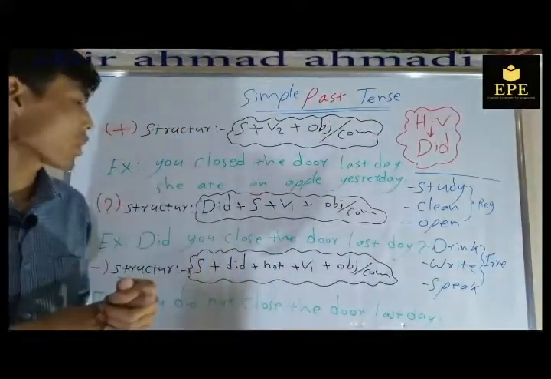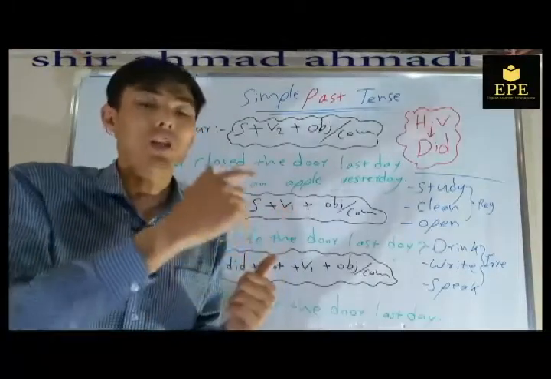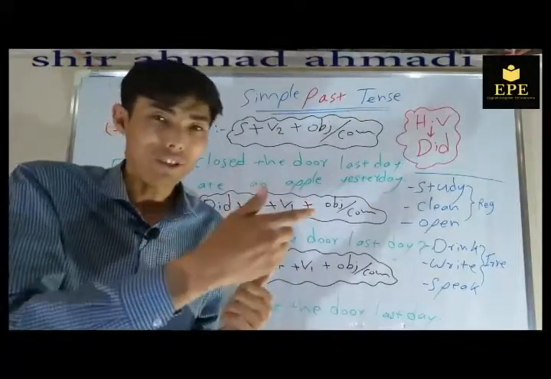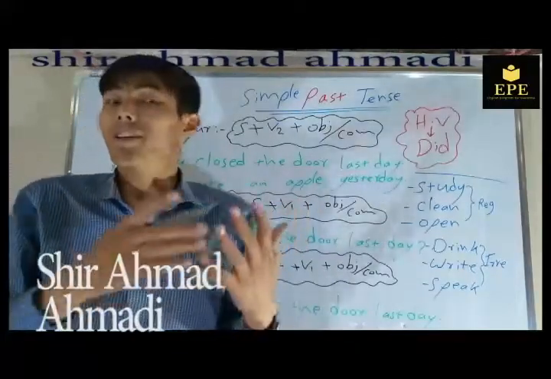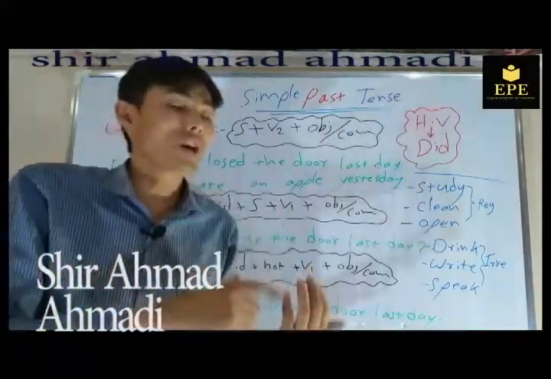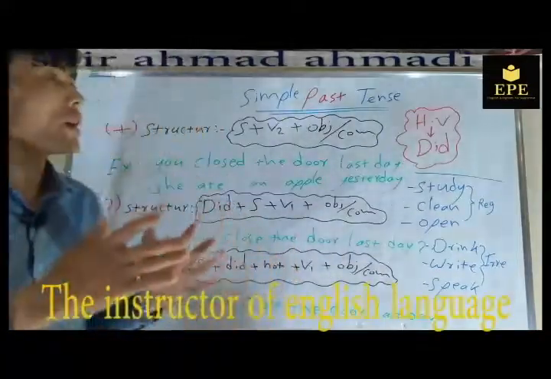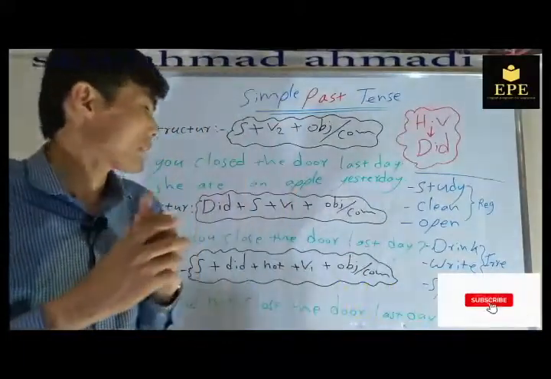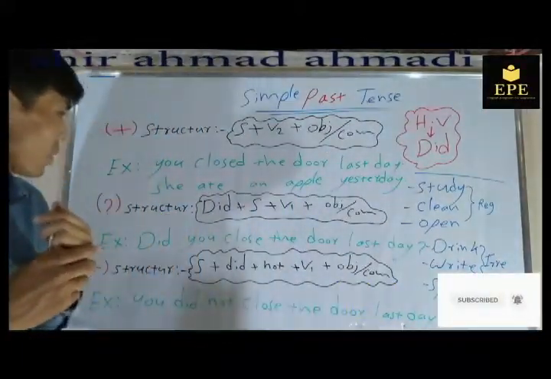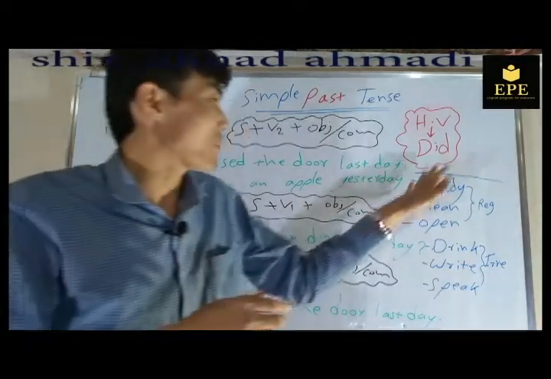Or I can say, she wrote a letter. She wrote a letter yesterday or last day. So, did she write a letter yesterday? She did not write a letter yesterday. Like this, we can make more examples in simple past tense. So I think it's enough in here. We can move to another part.